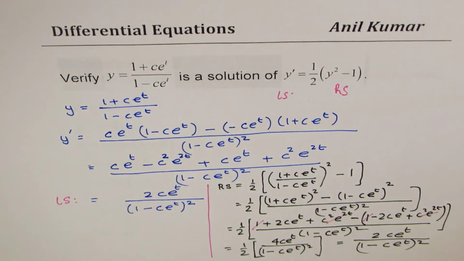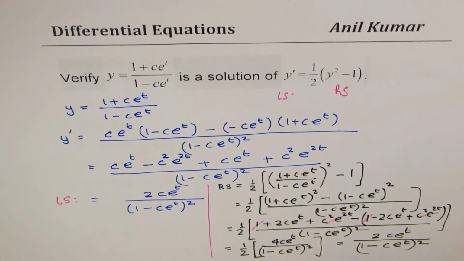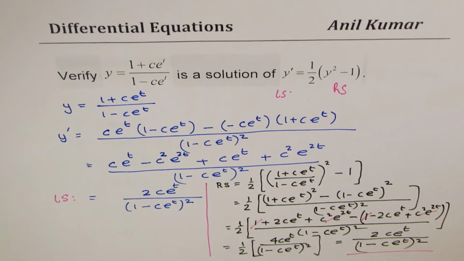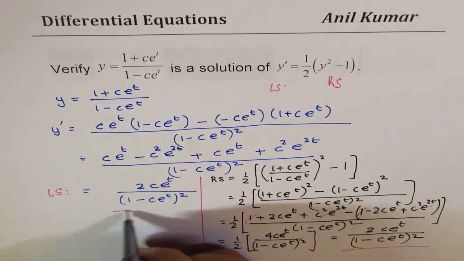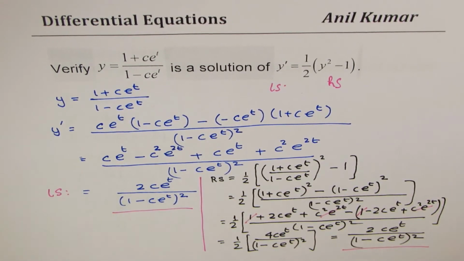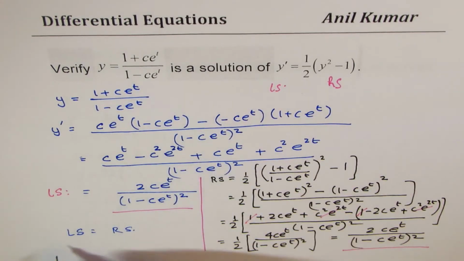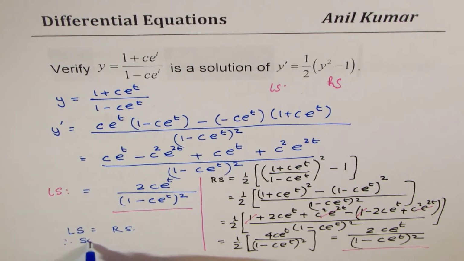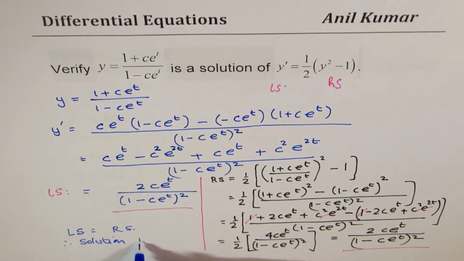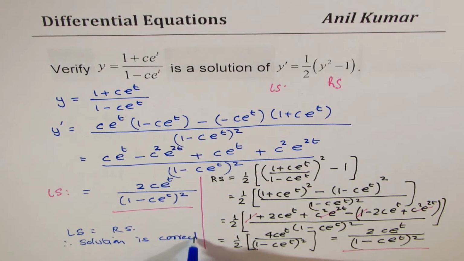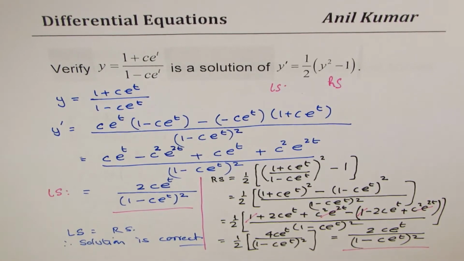Is that okay? So as you can compare now, the right side is the same as the left side. So since the left side is equal to the right side, we know it is a solution. So therefore, the solution is correct. That is how you can verify if the given function is a solution for a differential equation or not, right? So I hope the steps are absolutely clear.